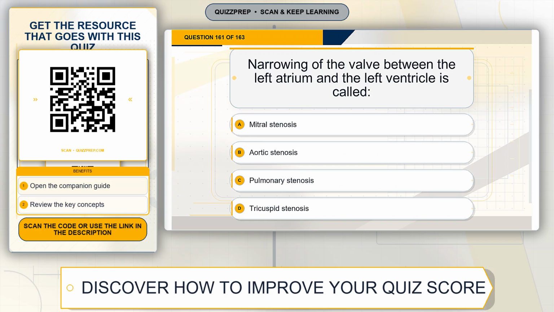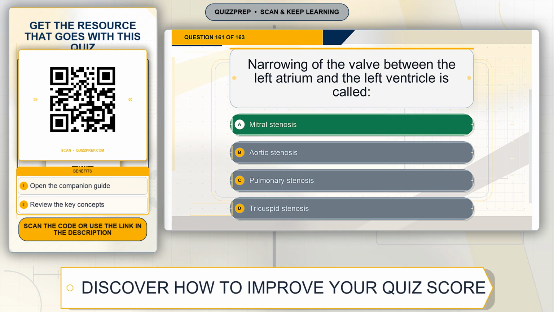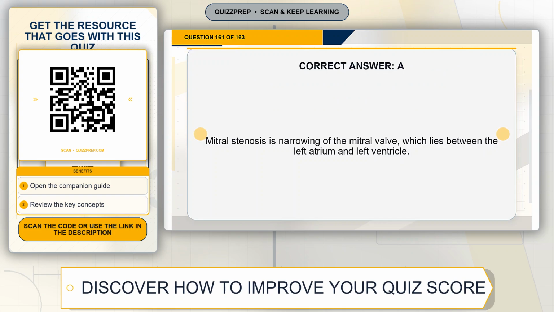Question 161. Narrowing of the valve between the left atrium and the left ventricle is called option A, mitral stenosis. Option B, aortic stenosis. Option C, pulmonary stenosis. Option D, tricuspid stenosis. The correct answer is option A, mitral stenosis. Explanation. Mitral stenosis is narrowing of the mitral valve, which lies between the left atrium and left ventricle.